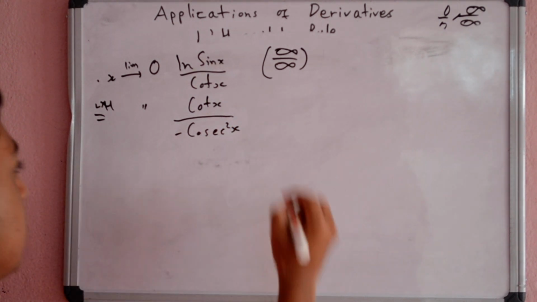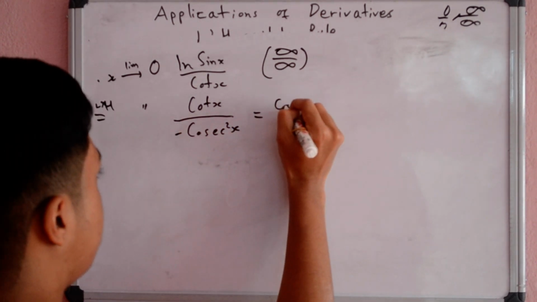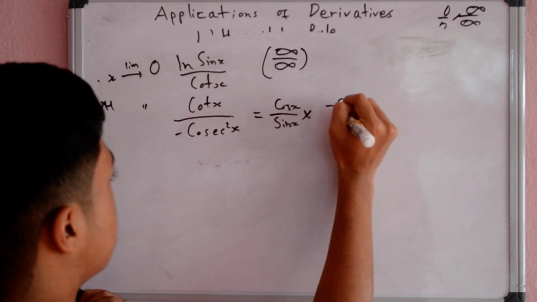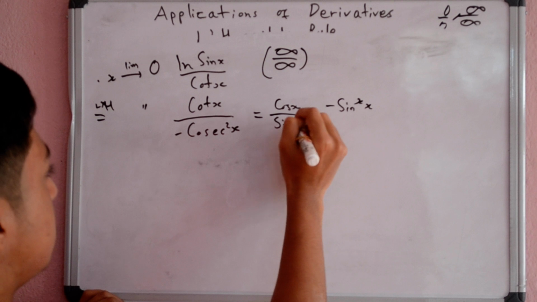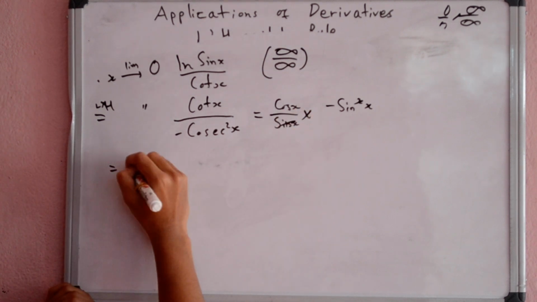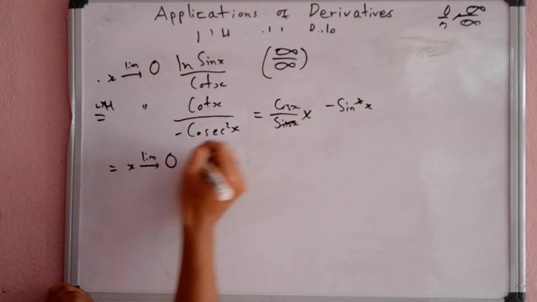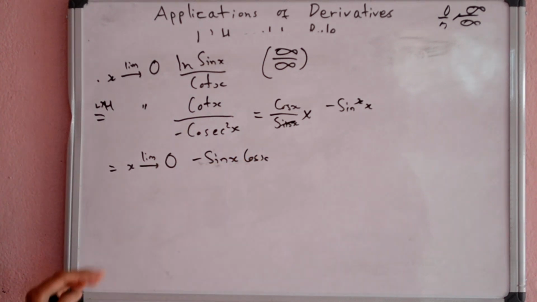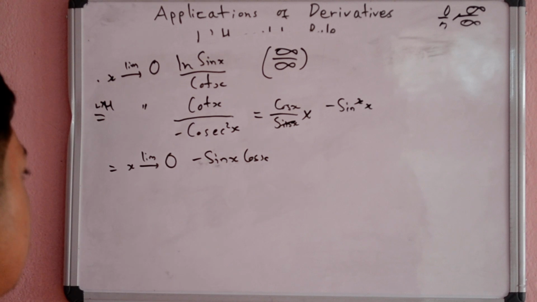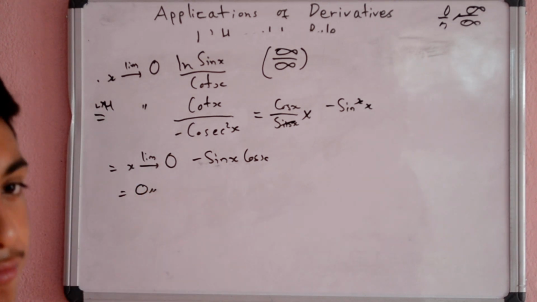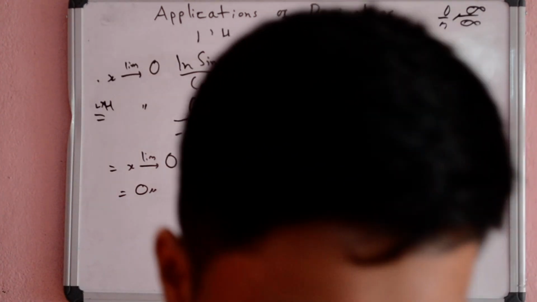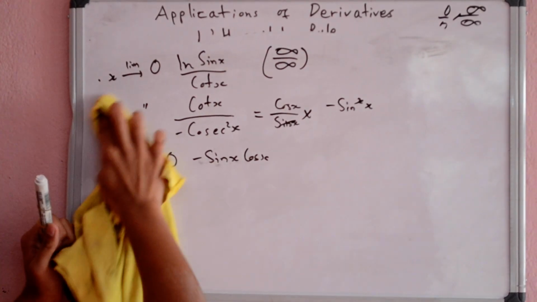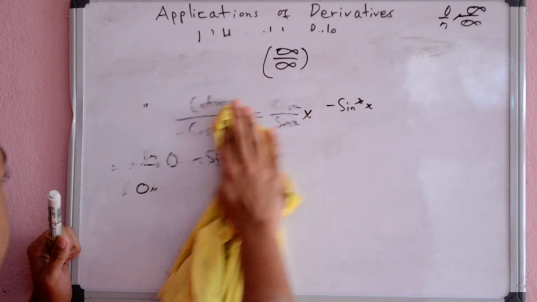Now let's rewrite it in the form of sine and cos. Cos x by sine x into minus sine square x. That cancels, giving us the limit as x approaches 0 of minus sine x cos x. Now if you put x equal to 0 here, you'll just get 0. A simple question. Now let's do a final question using L'Hospital's rule.